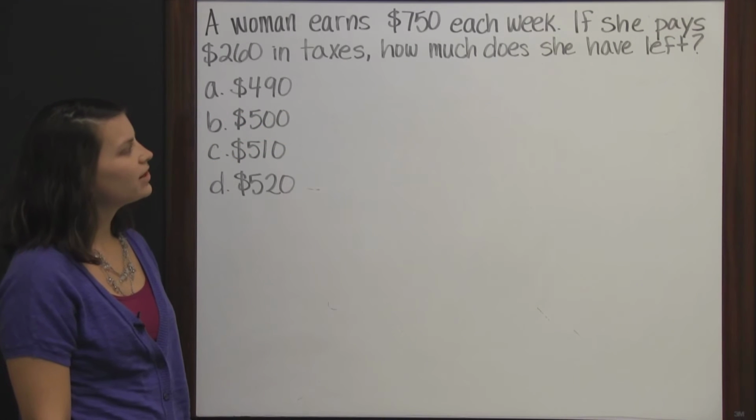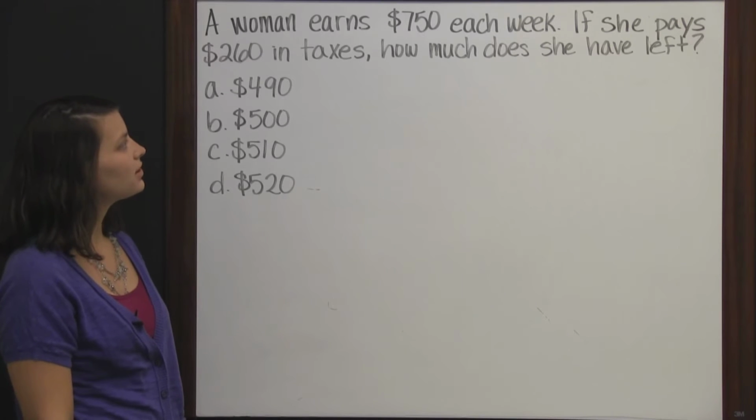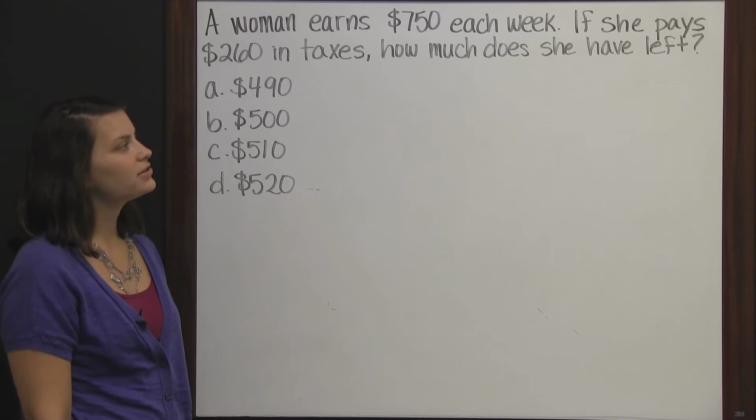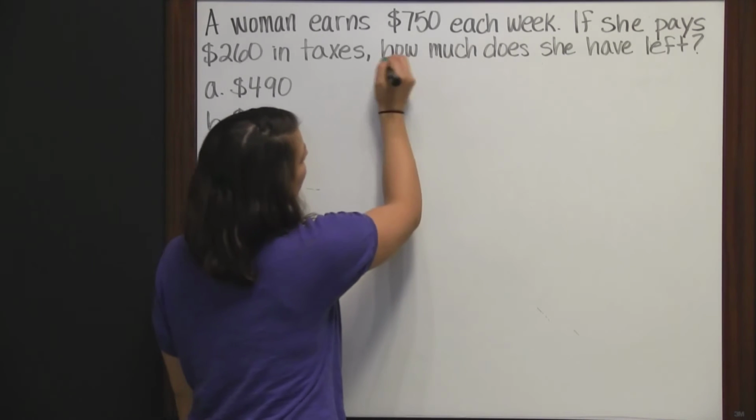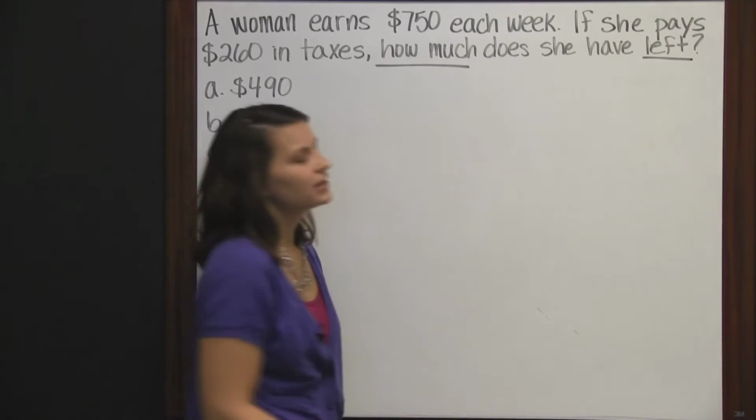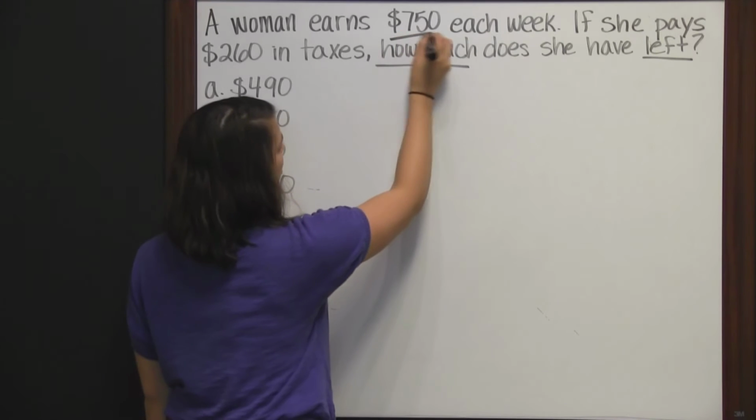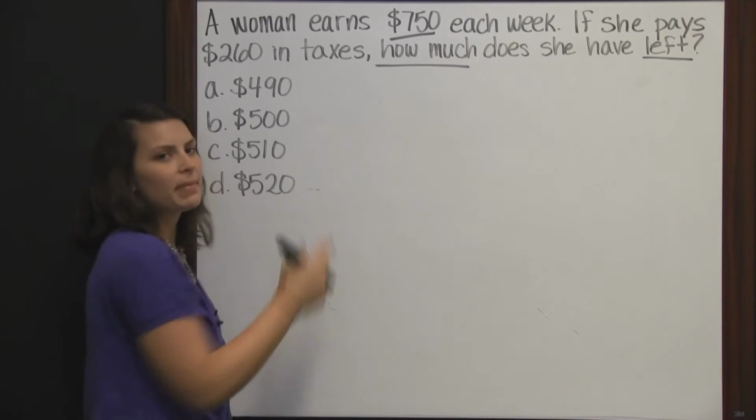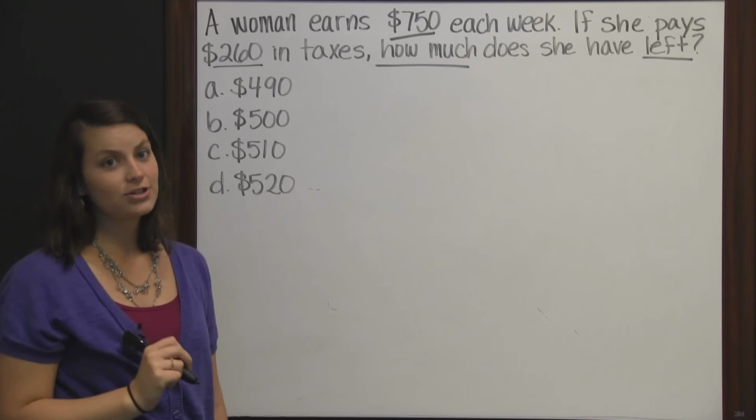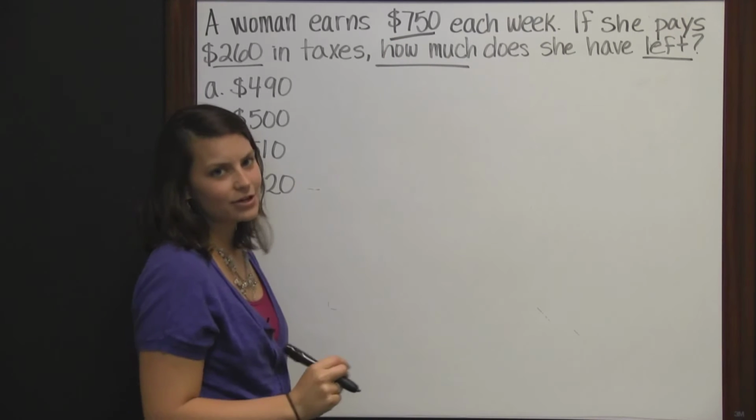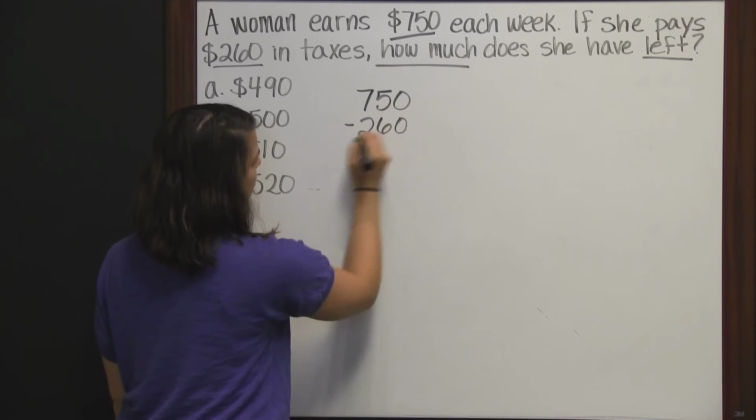A woman earns $750 each week. If she pays $260 in taxes, how much does she have left? Now, this phrase right here, how much is left, tells you that you need to subtract. She gets paid $750, but taxes, that's money that's taken out of her check. So we need to subtract 260 from 750. 750 minus 260.